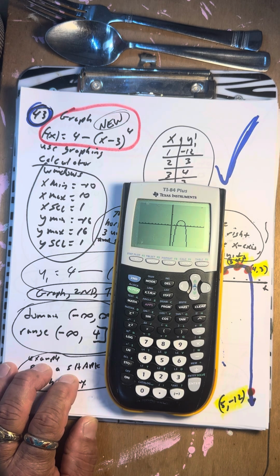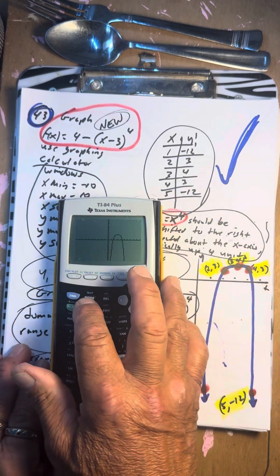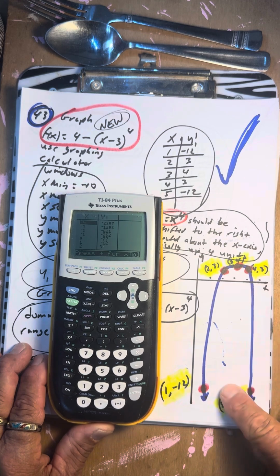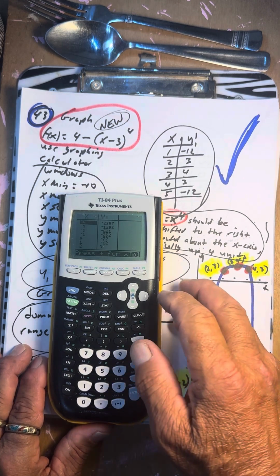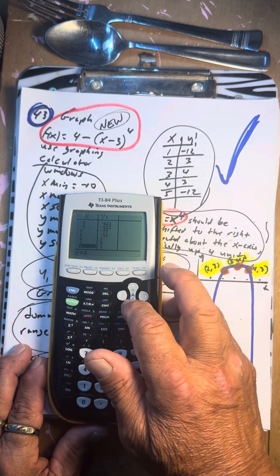There we go. So now, to get some points for this guy, you can go to second and table. And the numbers are -1. Let's go to 1. Let's move it down here. Here we go.